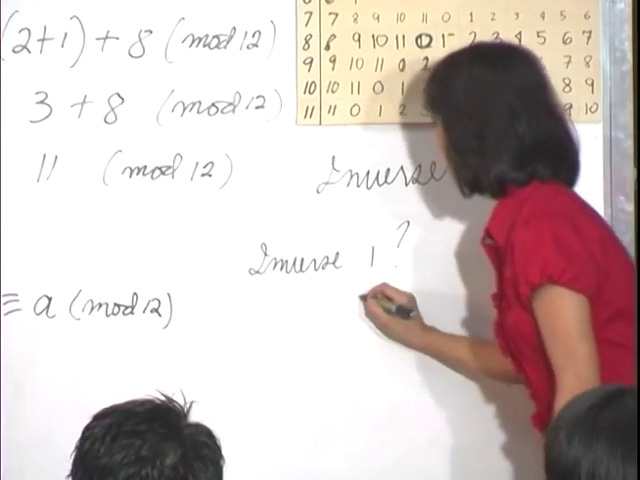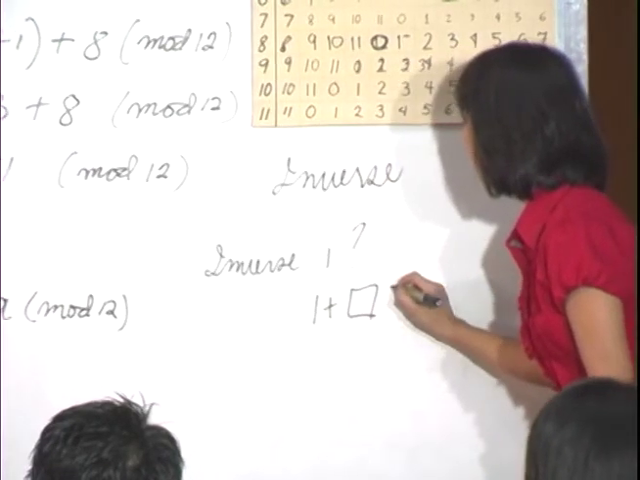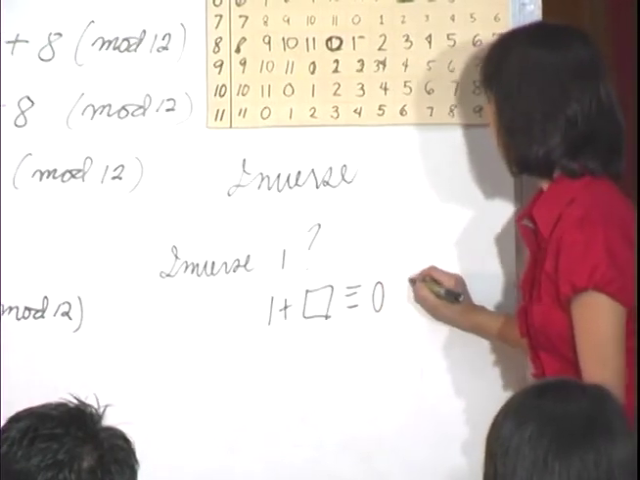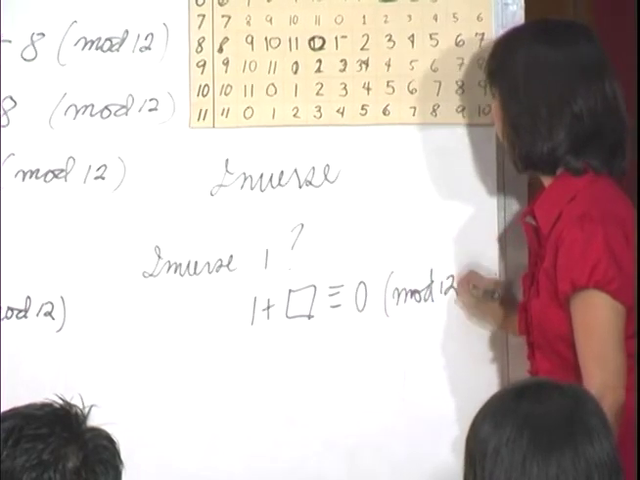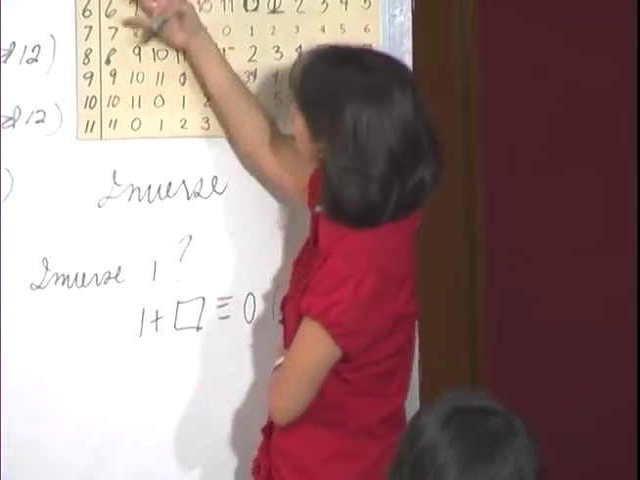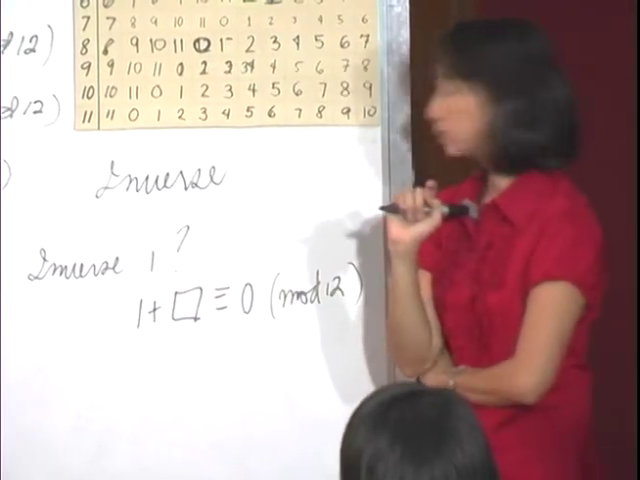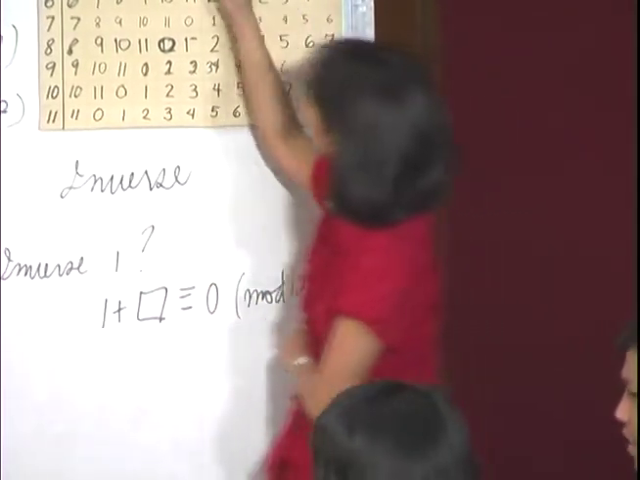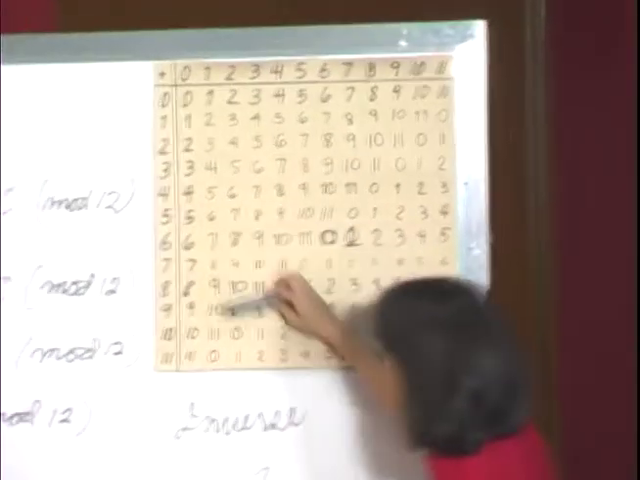In other words, what number will you add to 1 to get the identity? But our identity element is 0. So, what number will you add to 1 to get a 0 in modulo 12? What's the inverse of 1? Yes, Kim? The inverse of 1 is negative 1. The inverse of 1 is negative 1, but then we don't have negative 1 here. So what number will you add to 1 to get a 0? Can you check the table? What number will you add to 1 to get a 0?